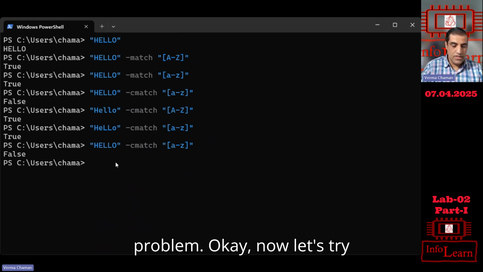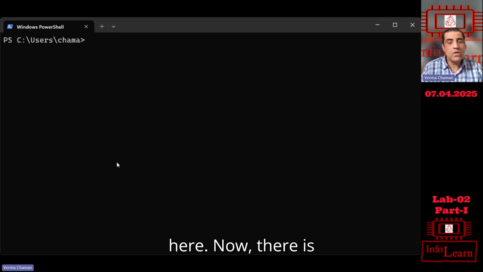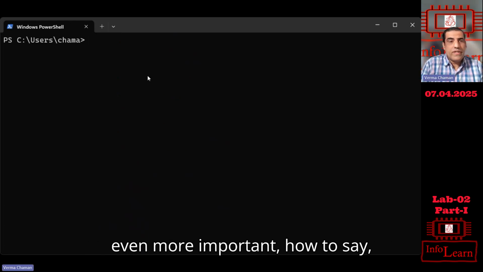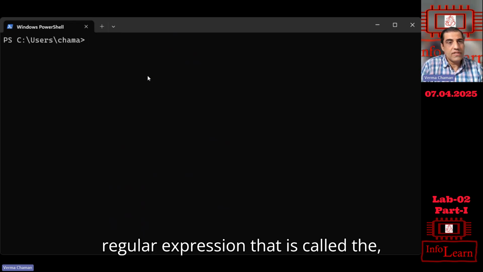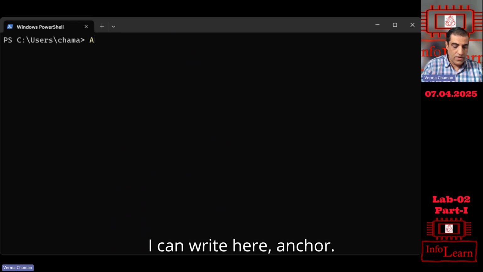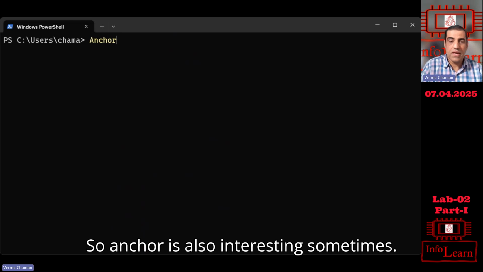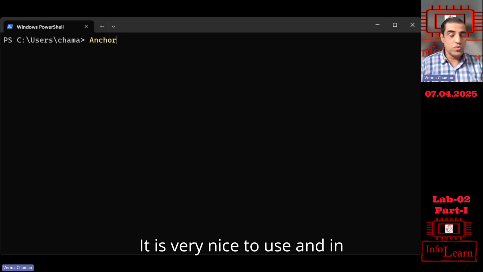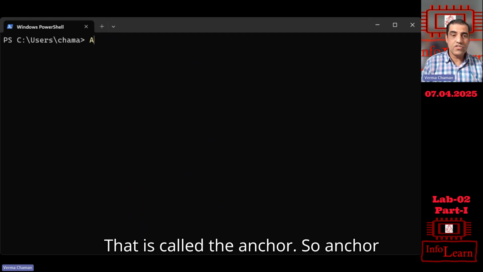Okay, now let's try to do some more. What can we do more here? There is one more important regular expression concept, that is called an anchor. Anchor is also interesting sometimes. It is very nice to use, and in PowerShell scripting we use this as well. That is called the anchor.